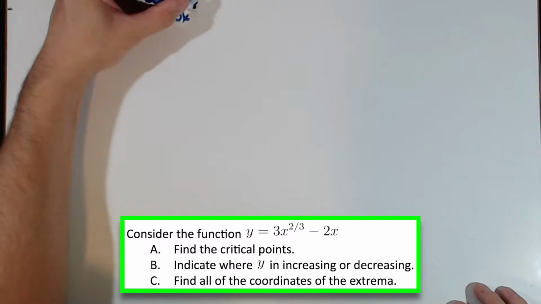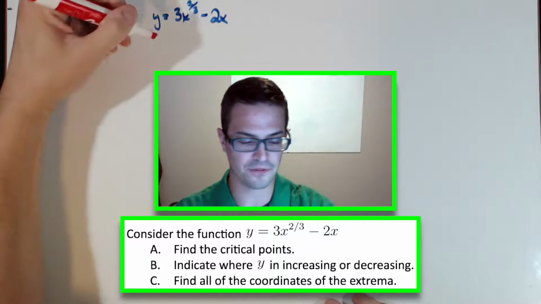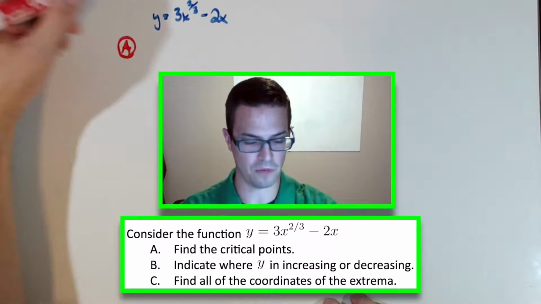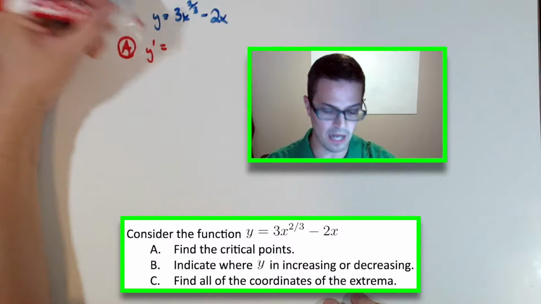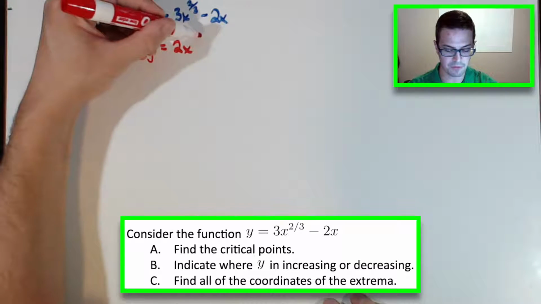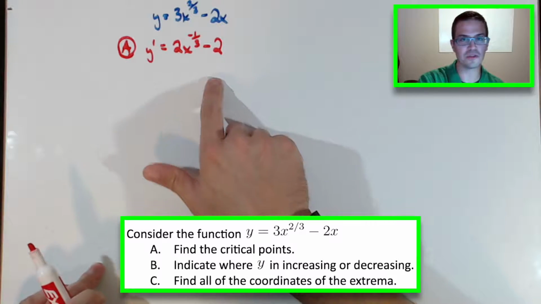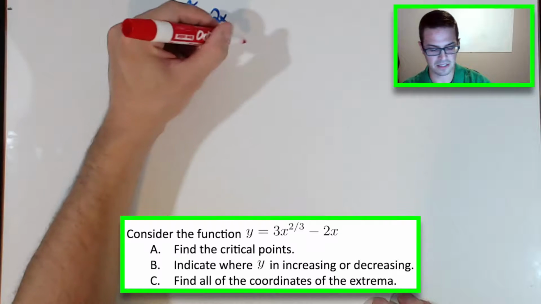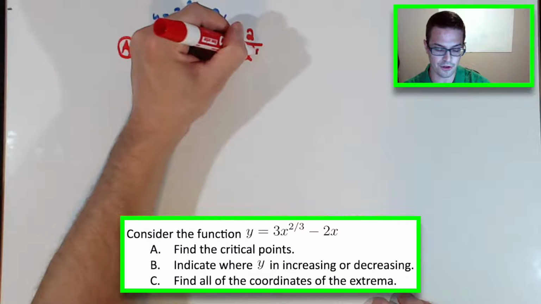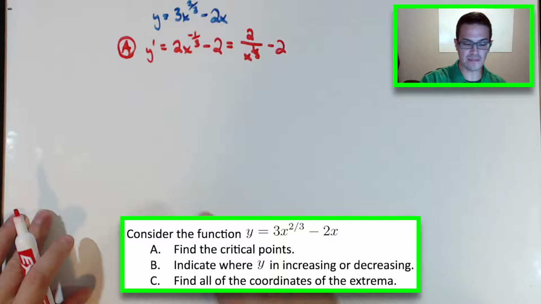The first thing the problem wants you to do is find the critical points. So first I'm going to find the derivative, my y prime. Using the power rule, I'm going to bring the 2/3 down. You should get 2x to the negative 1/3 minus 2. Now, because we're going to be doing calculations with this, I'm going to rewrite this in the standard form we're used to in mathematics. So it's going to be 2 over x to the 1/3 minus 2.